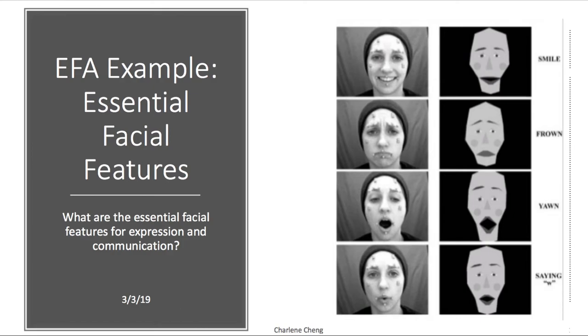Here is the EFA example: essential facial features. By looking at the facial features, we want to find what the essential facial features are for expression and communication. So look here, we may examine the forehead, the eyebrow, the eyes, the cheek, and the upper lip, or the width of the mouth, and so on, to identify the expressions of the face.